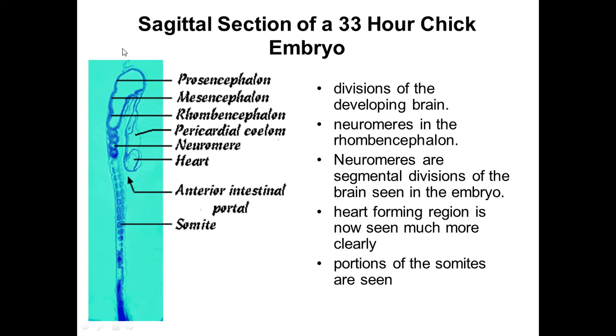Now, making a sagittal cut, a longitudinal cut through our 33-hour chicken embryo, you can see the three divisions of the developing brain, neuromeres associated with the rhombencephalon, and the heart region here. This one is a heart that is found enclosed within the pericardial cavity. Posterior to the neuromeres, you can see somites. So probably this cut was made along the somites, that we were able to see them on the longitudinal axis.